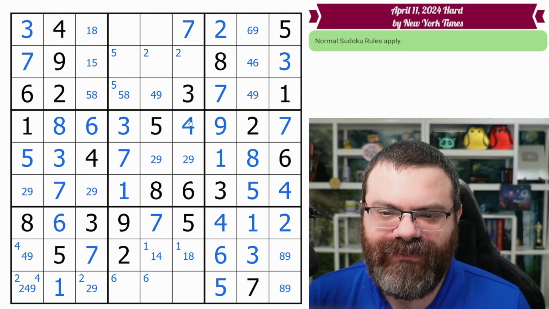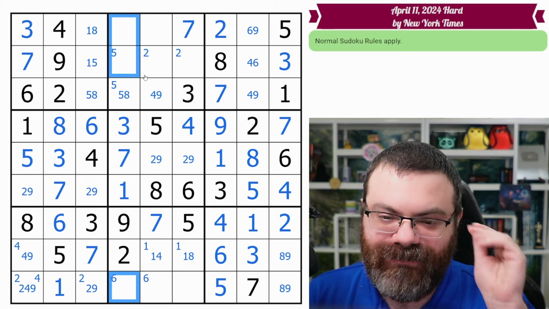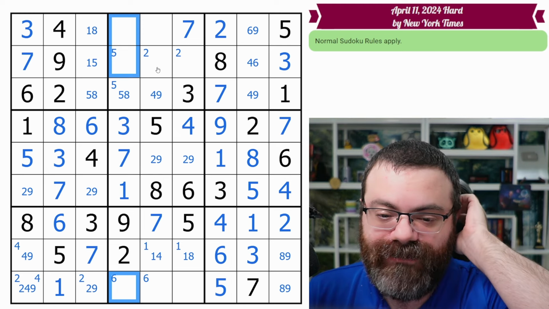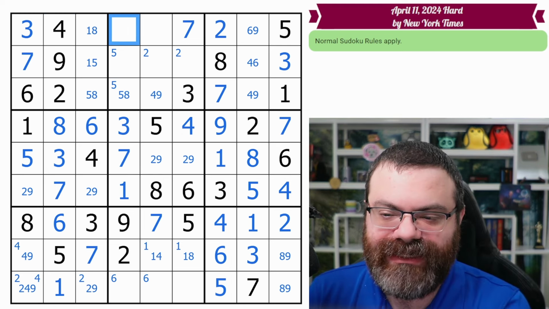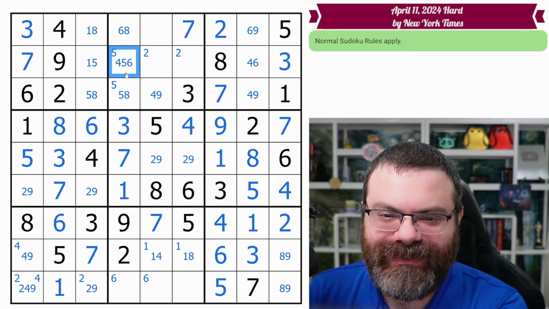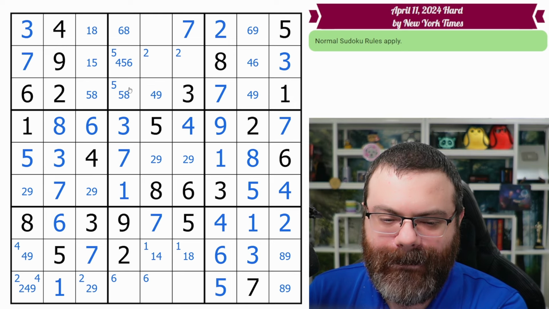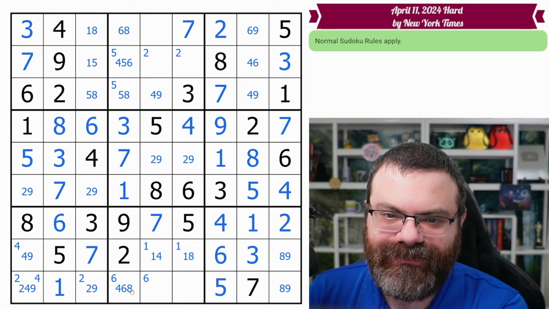We got the 3 and the 4. Surprisingly unhelpful, but maybe this column will be because it's down to 4 digits. So we need 4, 5, 6, and 8. This one's not 4 or 5, so it's down to 6, 8. This one's not 8, so it's 4, 5, 6. 4, 5, 6, 8. So this can't be 5, so this is 4, 6, 8 also.